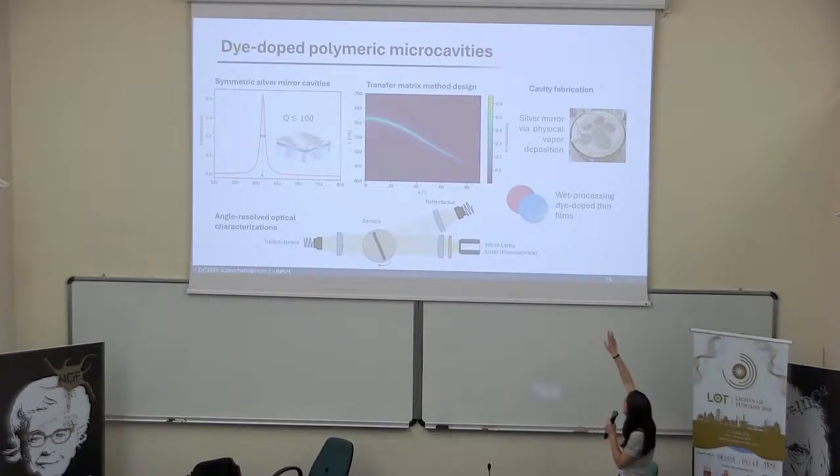And as I said before, fabrication was very simple, involving silver deposition via physical vapor deposition, and then the part of the dye. So the dye-polymer layer was developed using wet processing, so spin coating in particular.